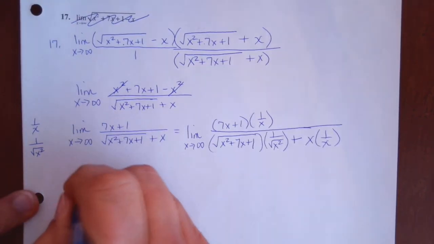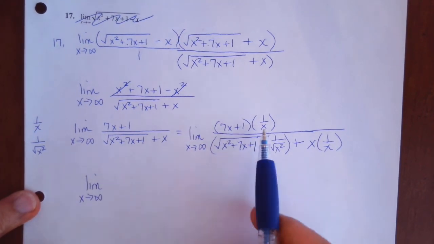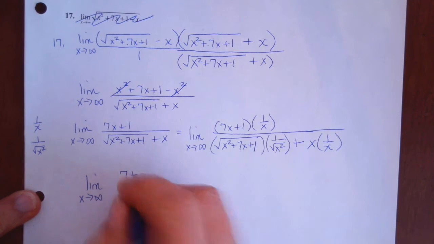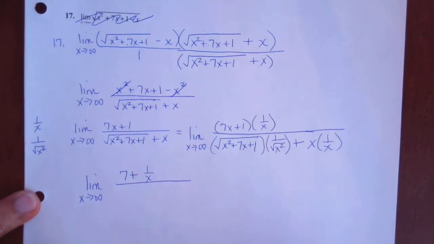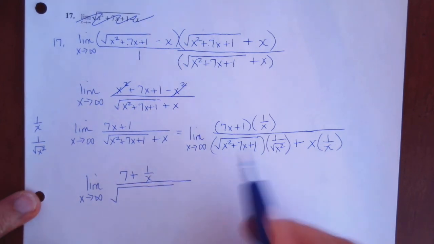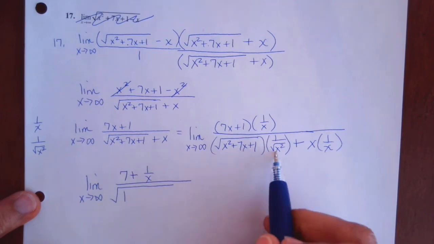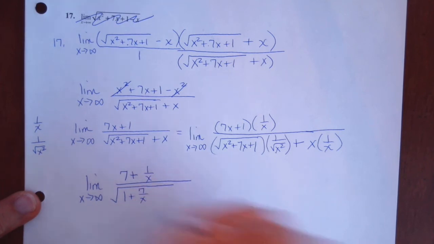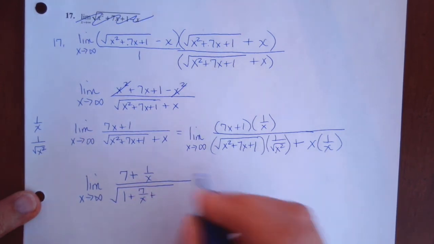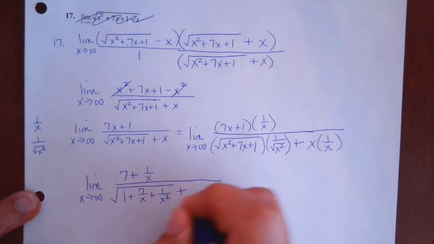All right, so let's see what we end up with. So multiply 7x times 1 over x, that's 7. Multiply 1 times 1 over x, that's 1 over x. In the bottom, square root, x squared times 1 over x squared is 1. 7x times 1 over x squared would be 7 over x. And 1 times 1 over x squared would be 1 over x squared. And then lastly, x times 1 over x is 1.